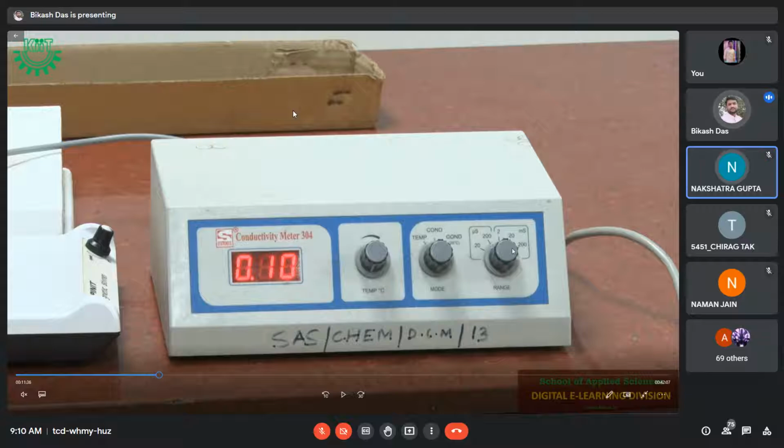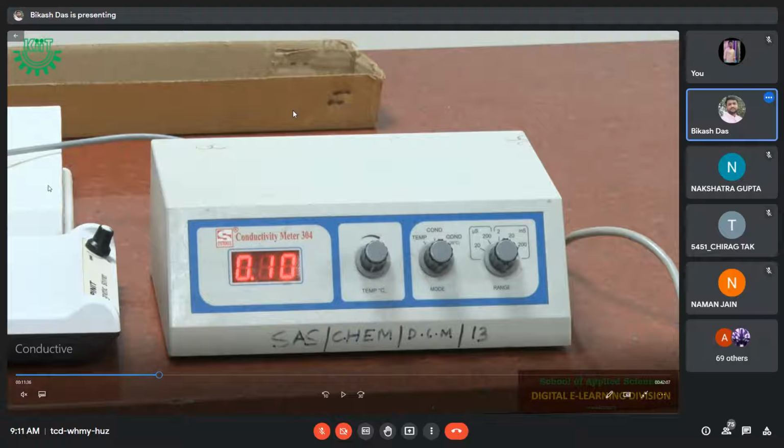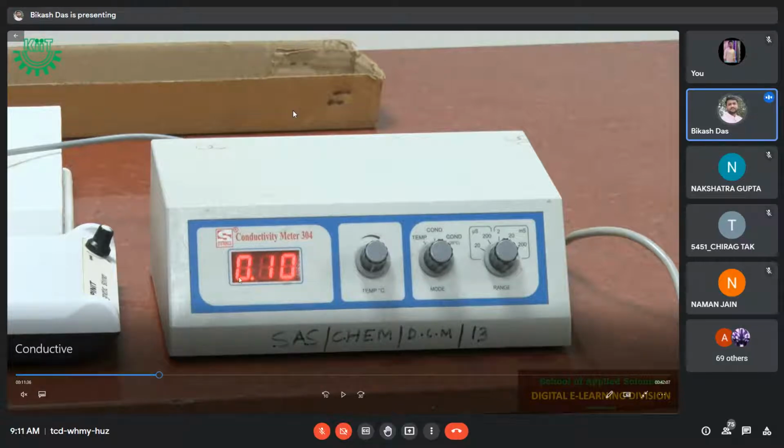Achha, 1.41 is less than 2 or more than 2? Less than 2. So when you do the calibration part, you have to choose range 2, right? At range 2, at the fixed temperature, once you dip the electrode into your KCl solution, in this display there should be 1.41.